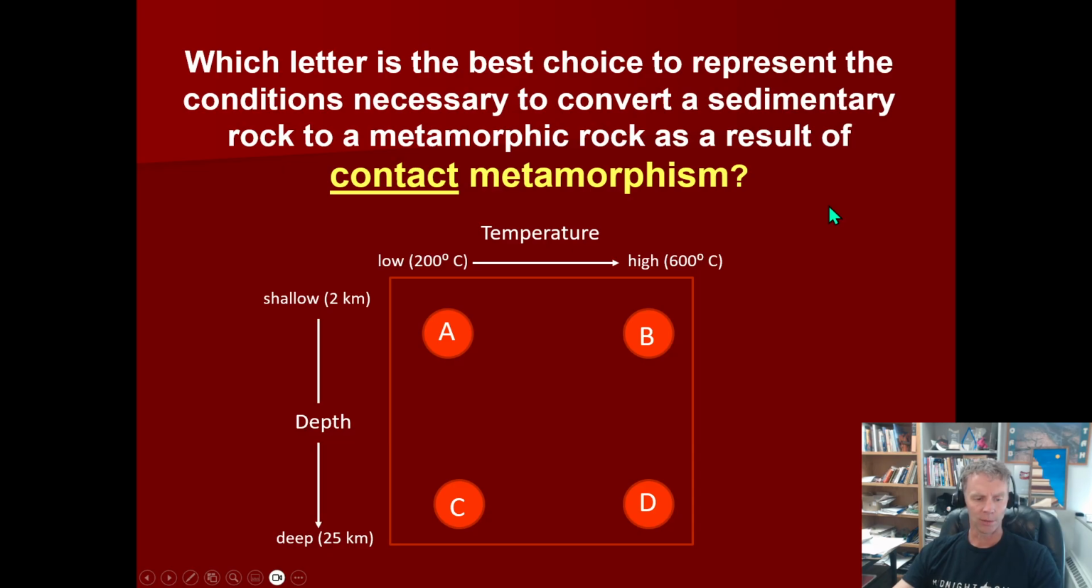So go ahead and pause the video if you need to. Okay, so remember, contact metamorphism is magma in contact with the surrounding rocks, so that would put us at high temperatures. And generally, those conditions are going to take place at fairly shallow levels in the Earth's crust. So that's going to put us somewhere in this region in here. Generally, you don't see these magma bodies this far down, although they can sometimes. So the best answer in this case would be B, this one right here.